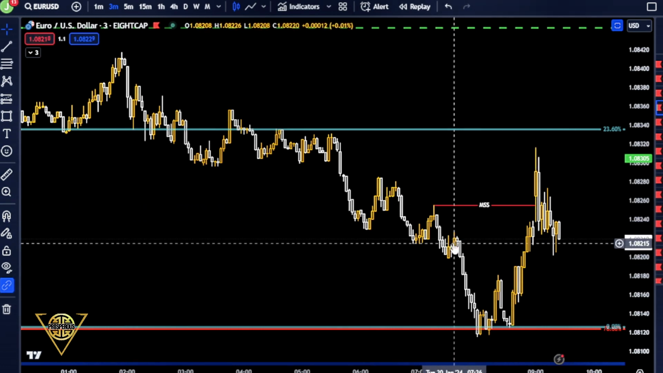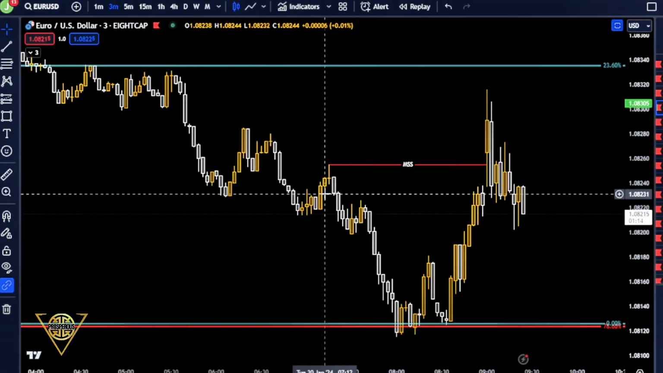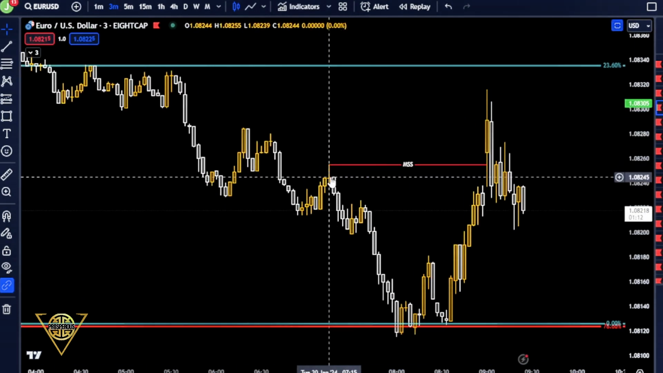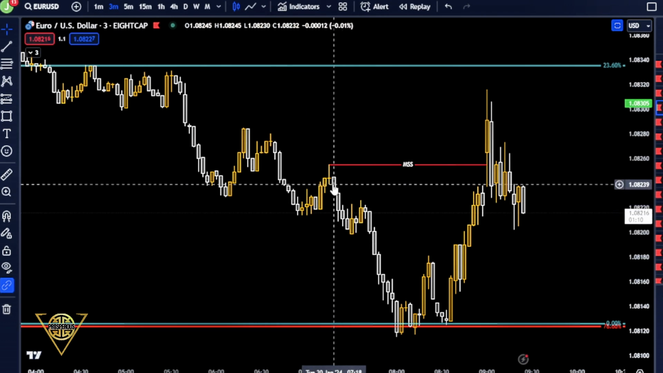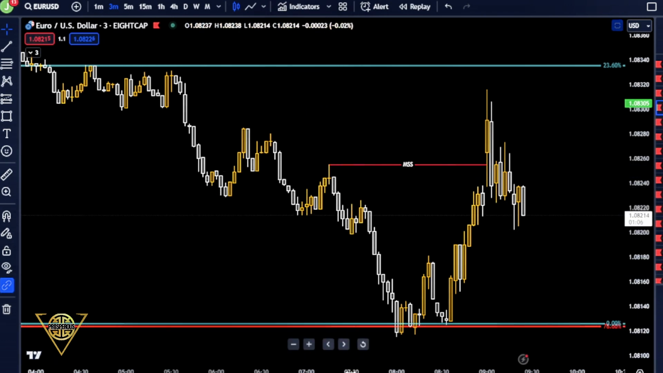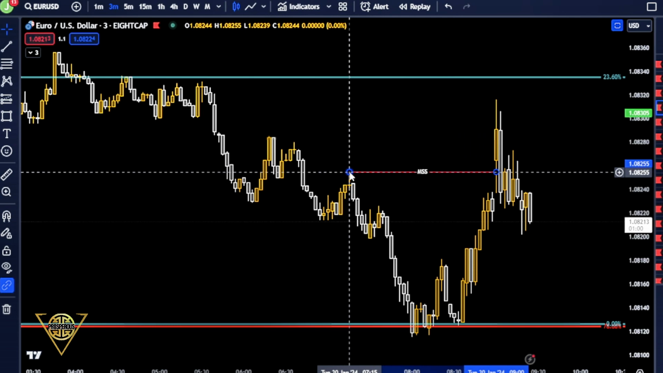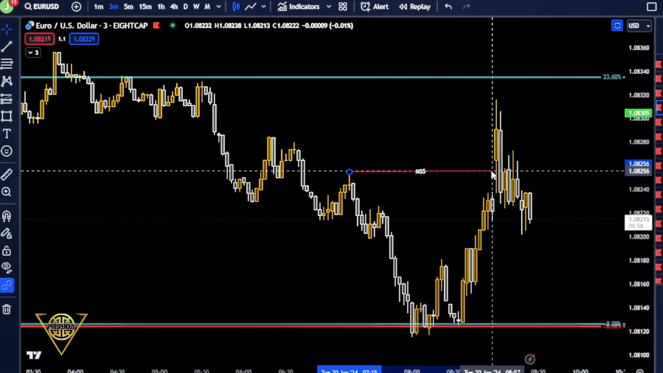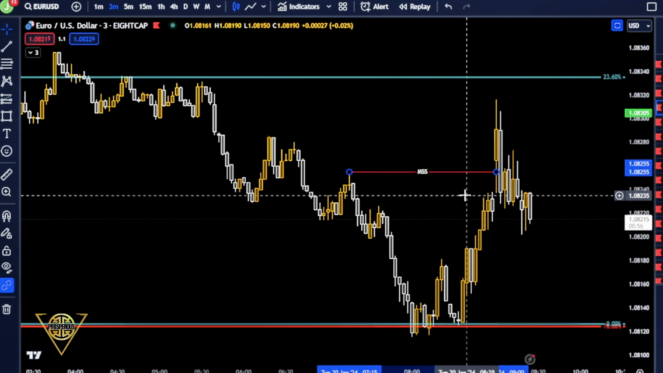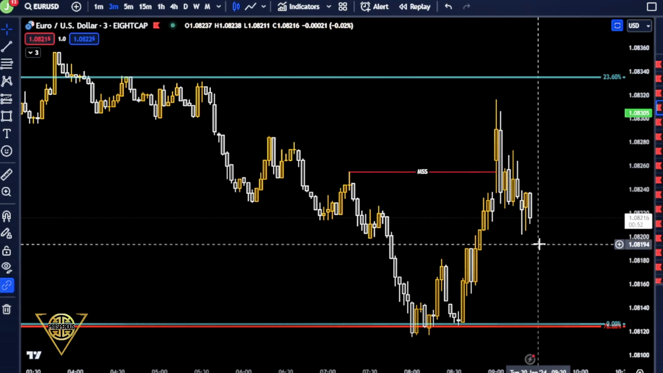I wanted to look at this one, but I don't feel that this is a real structure being created here. Here we have three bullish candles, and four even bearish one after another. So this is a real high being created here on the 3-minute time frame, and therefore I count this as the market structure shift, or this is the high that had to be taken for the market structure shift.